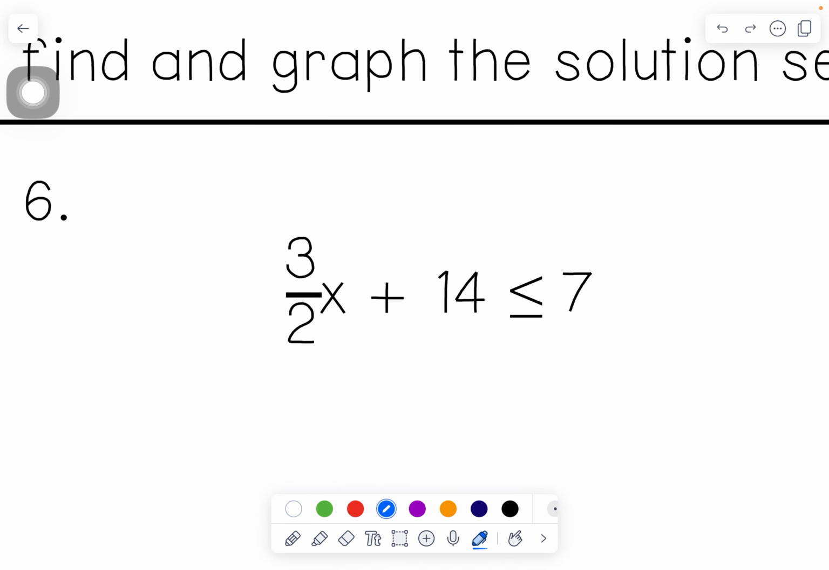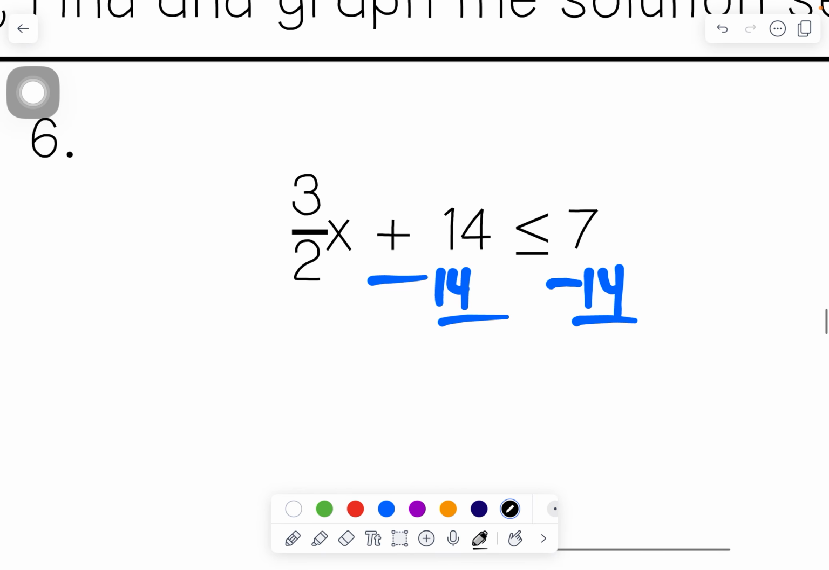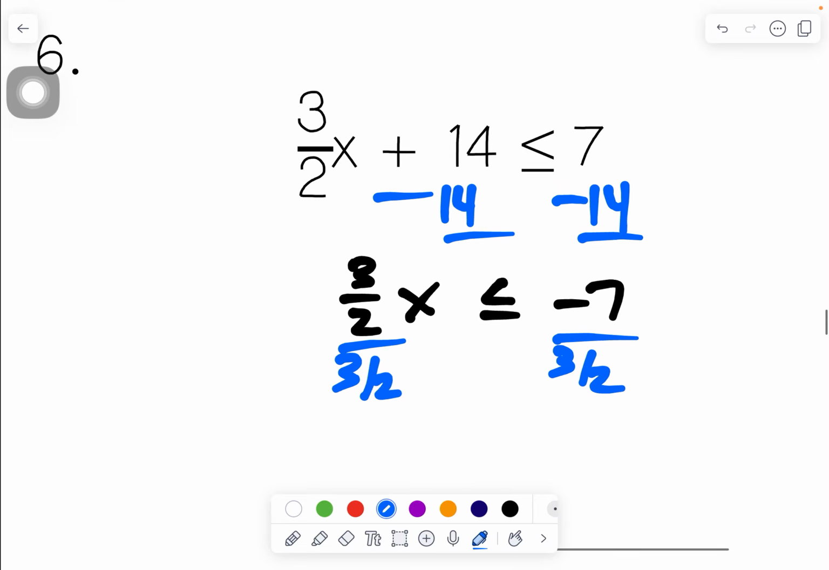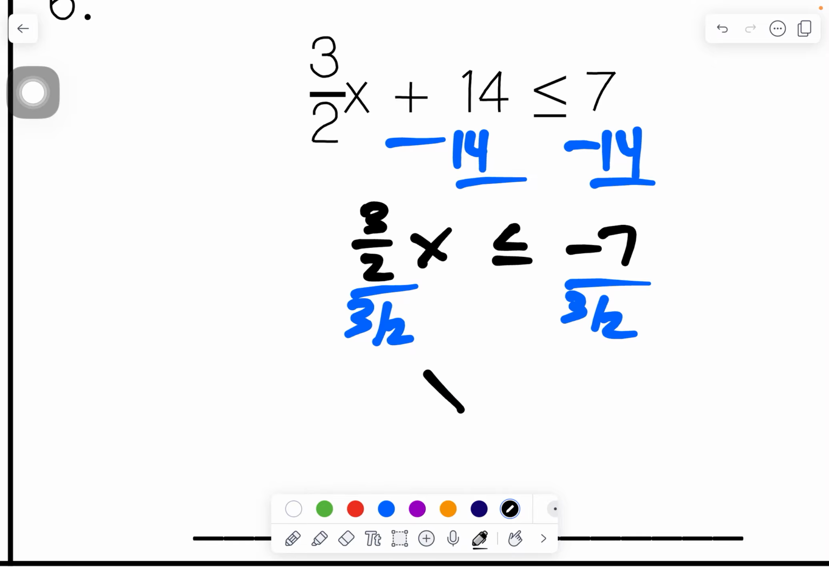All right, next up here, I'm going to subtract 14 because it's the opposite of plus. So I have 3/2 x is less than or equal to -7. I'm going to divide both sides by 3/2. Now some people get confused here because I have a -7, but I'm not dividing by the negative. So my symbol actually stays the same here. And when I do that, I'm going to get -14/3.